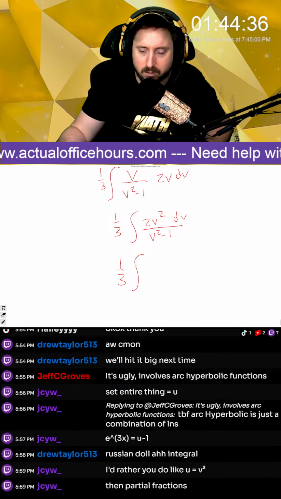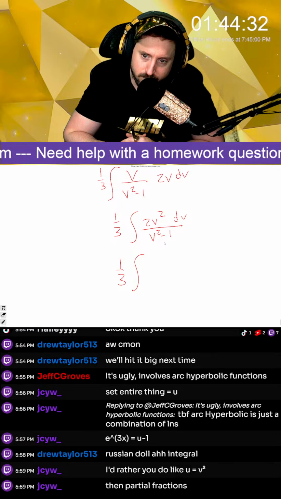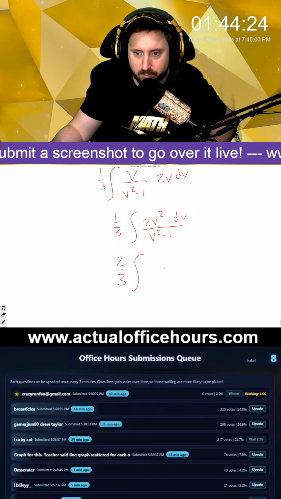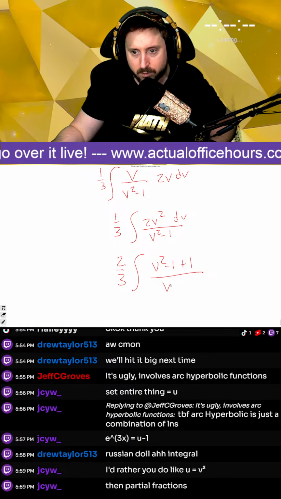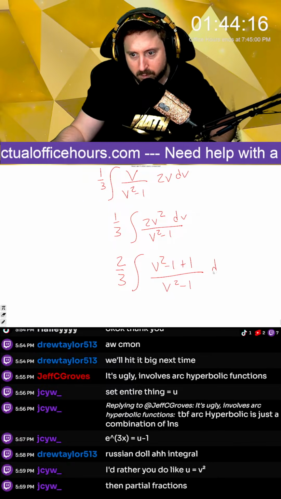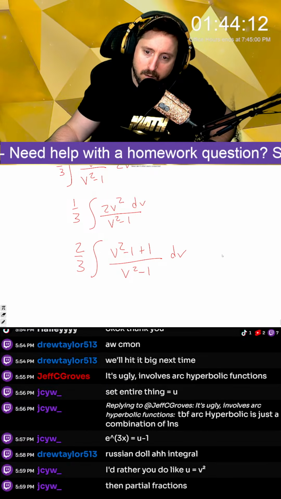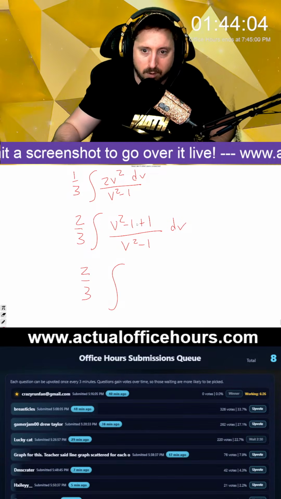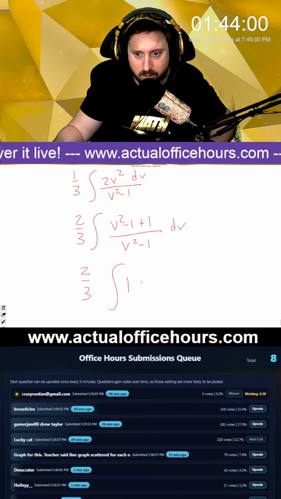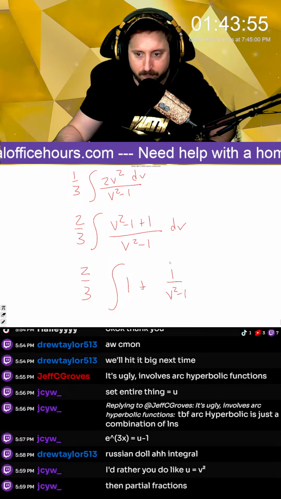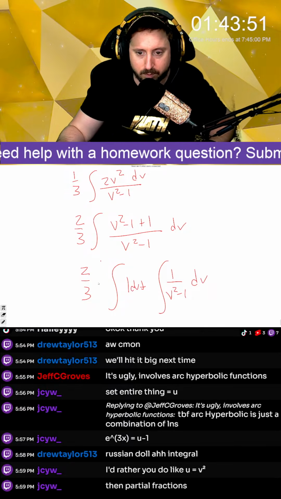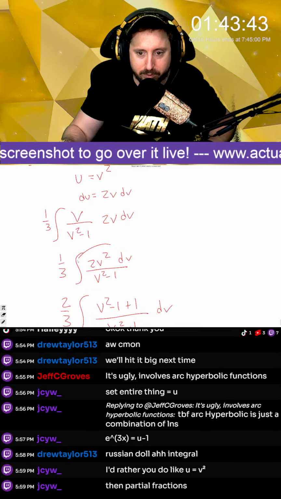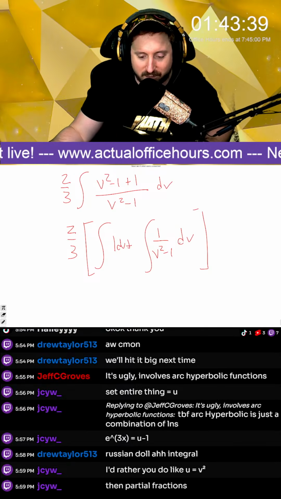Before you split it, because the order of the numerator and the denominator is the same, you can write that as v squared minus 1 plus 1. Oh, okay. So you want me to write this as v squared minus 1 plus 1 all over v squared minus 1? Yeah. And that gives you 1 plus 1 over v squared minus 1 dv. Oh, that's beautiful. Yeah, because otherwise I was going to have to deal with this v squared. That would have sucked. Oh, I didn't know that. That's a really cool trick.